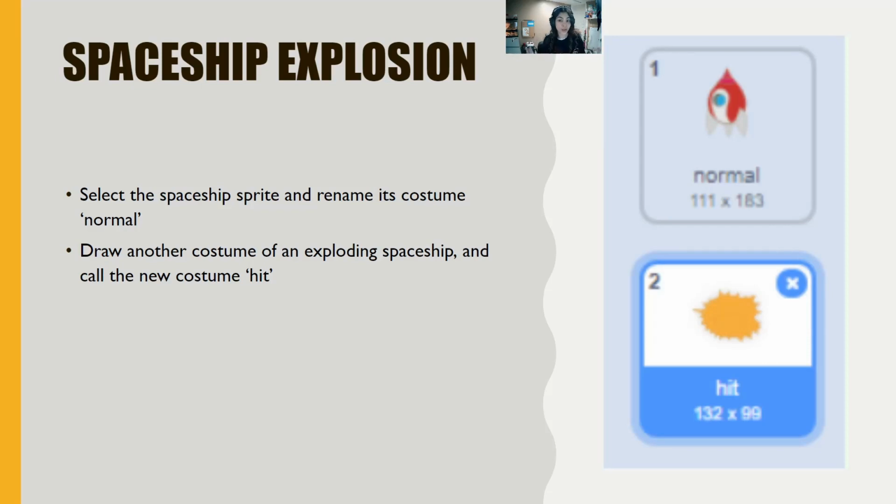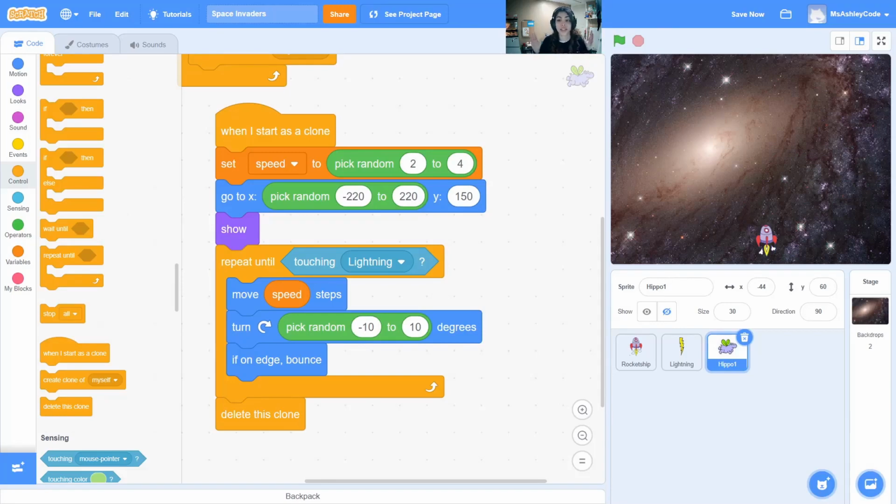So if you know how to draw a sprite and draw it like an explosion, feel free to skip on to the next clip. But I'm going to stay here and show you guys how to draw this hit explosion. So it's fairly easy. We're going to be using the sprite we have, the rocket ship.